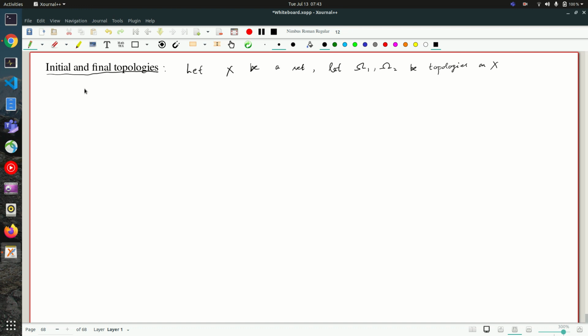Okay, so suppose omega 1 is contained in omega 2. That means omega 1 has fewer sets than omega 2. Omega 2 can resolve things better. We say omega 1 is coarser than omega 2, and omega 2 is finer than omega 1. So having more open sets.